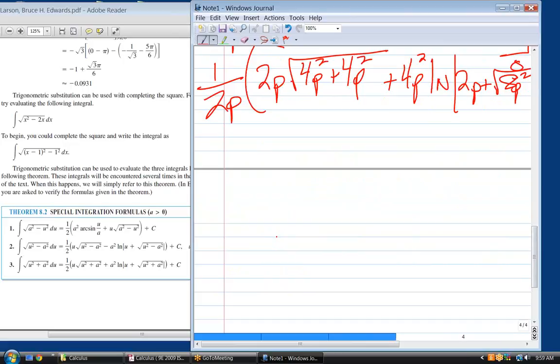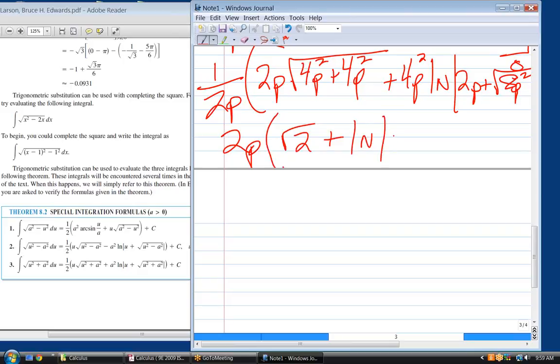Without torturing the algebra too much, this evaluates... okay, now I can see where this 2p cancels that 2p. And this 2p down here is going to cancel with some of that 2p. So if you do the algebra here, you end up with 2p times the square root of 2 plus the natural log of the absolute value of 1 plus the square root of 2.